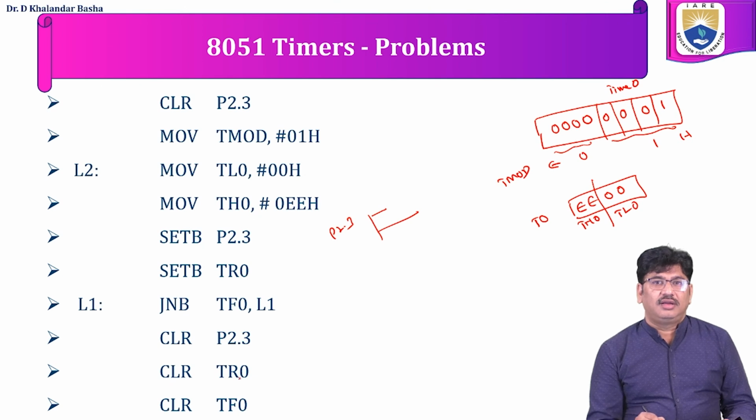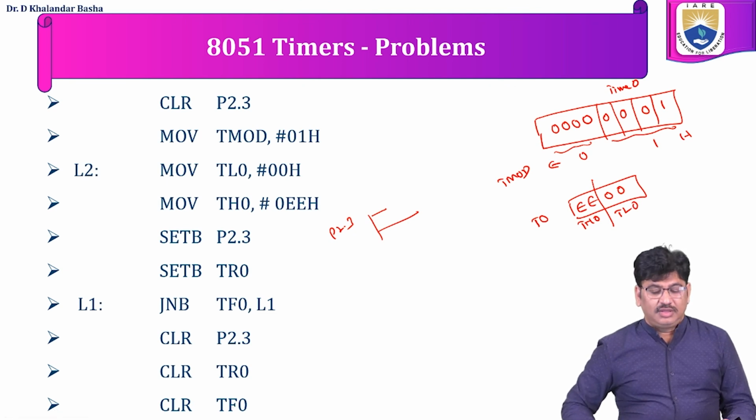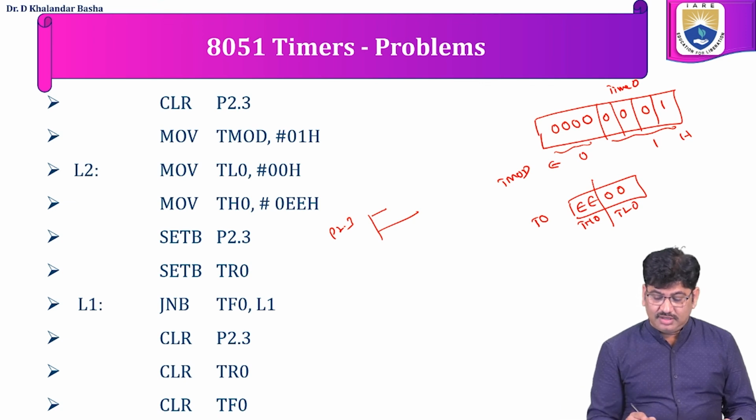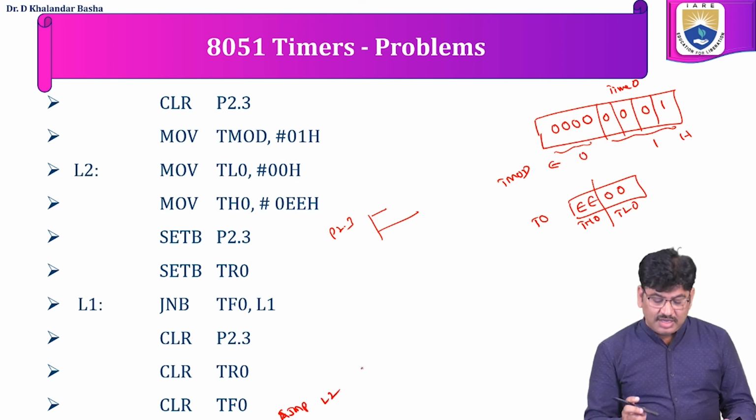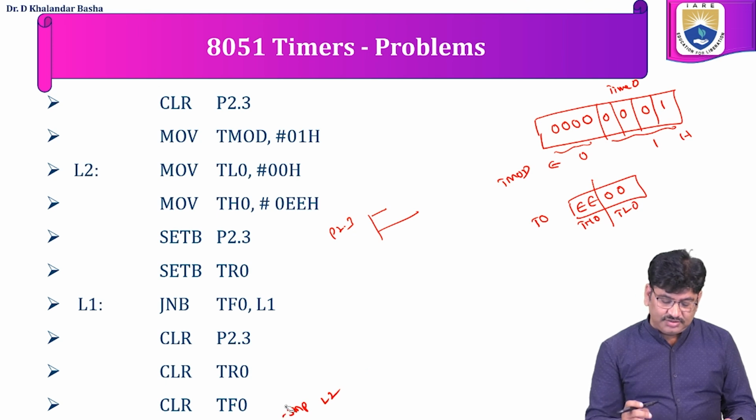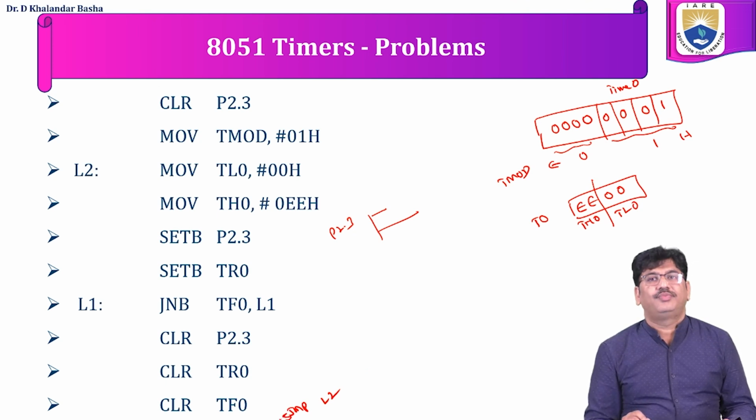Clear TR0 to stop the timer. Clear TF0, that is for overflow. Then SJMP to the L2 instruction. SJMP or AJMP, anything you can use. As the distance is very less, we can go for writing SJMP.